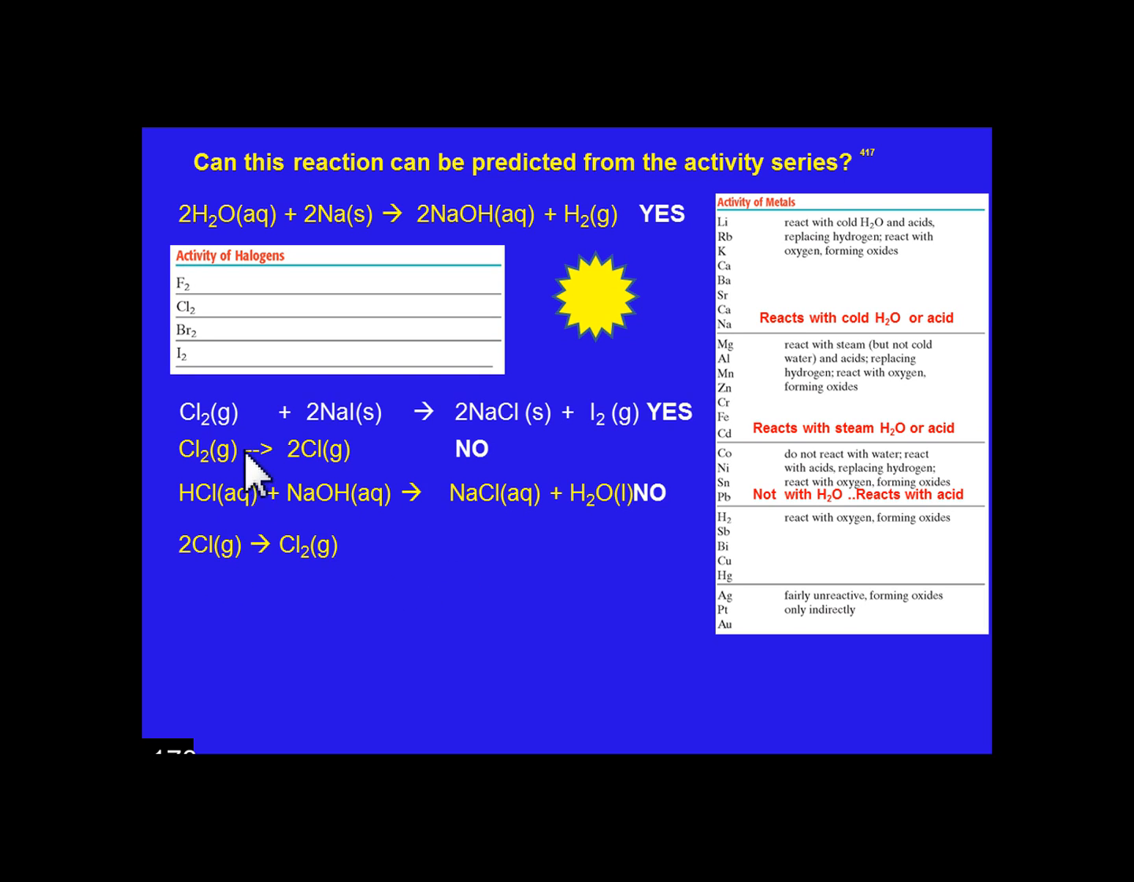Here we have the opposite of the one above. We have two chloride ions coming together to make a chlorine molecule. You would not be able to predict that using the activity series.